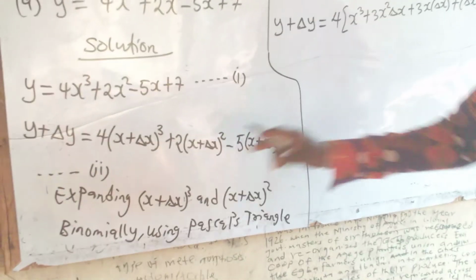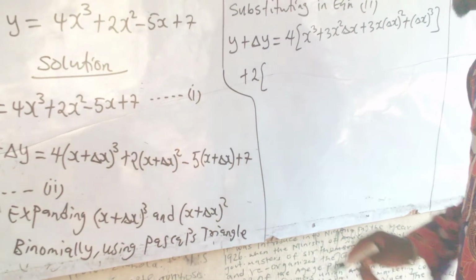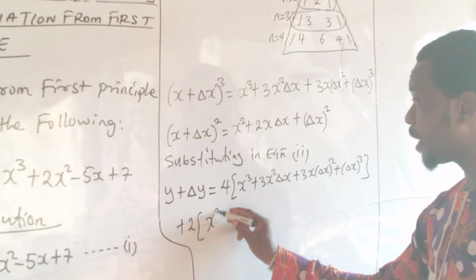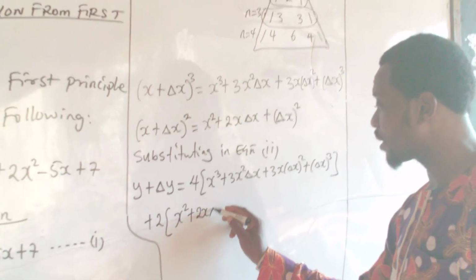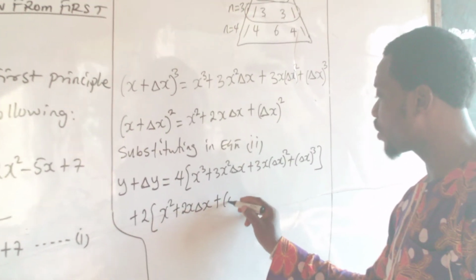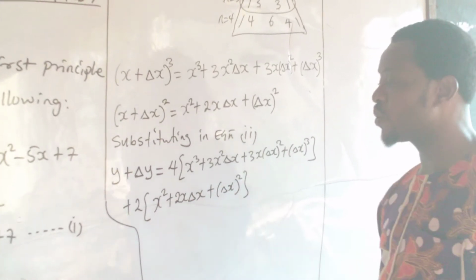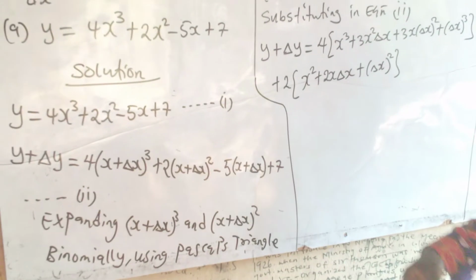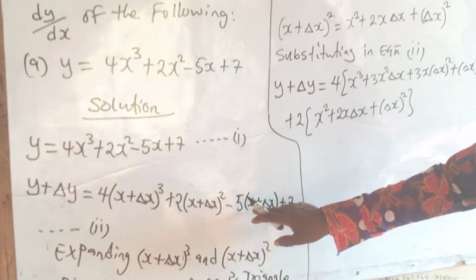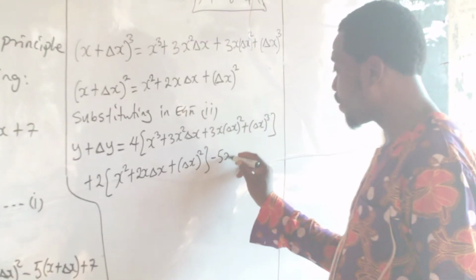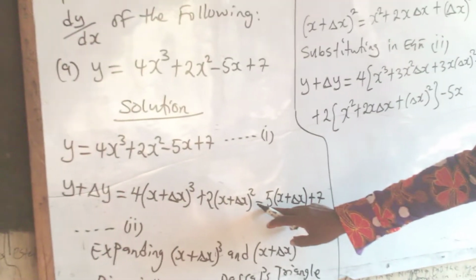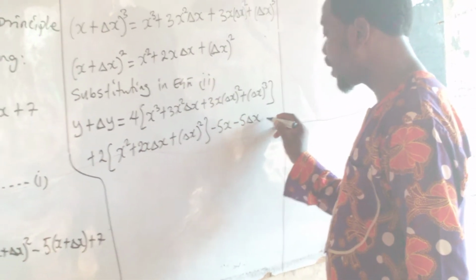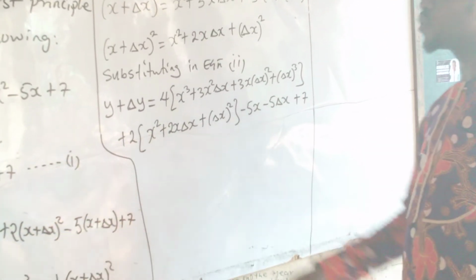So the next one is this. So you now have plus 2 into. So instead of writing this now, I'm going to write the law. So we are going to have s squared plus 2s change in s plus change in s squared. I'm through with that. But this one now, the power is already 1. So we can open the bracket. How do you open the bracket? To say this minus 5 times s will give you minus 5s. Minus 5 times change in s will give us what? Minus 5 change in s. Then you have 7. So we can continue.